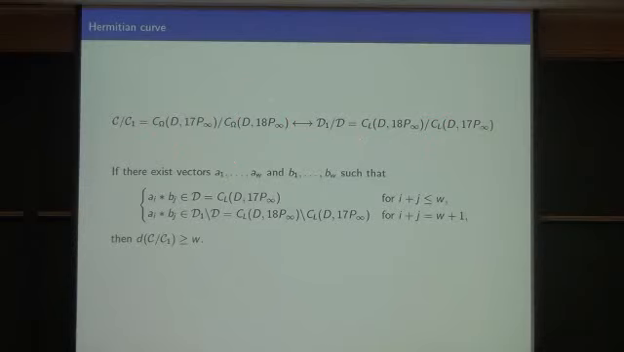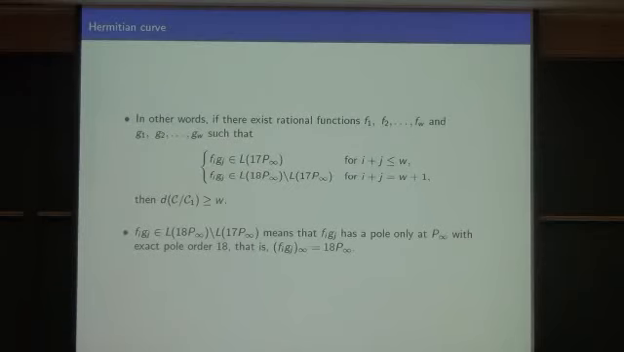Okay, so what we need to do is find the vectors a1 through aw and b1 through bw such that when the sum of the indices is less than w, these go inside here. And if the sum of the indices is w plus 1, it has to go inside D1 but not in D. So in terms of codes, you can write it like this. And if this happens, we have the coset distance w.